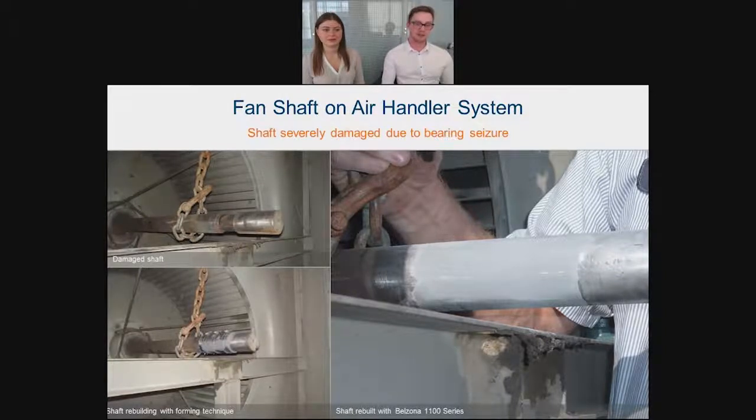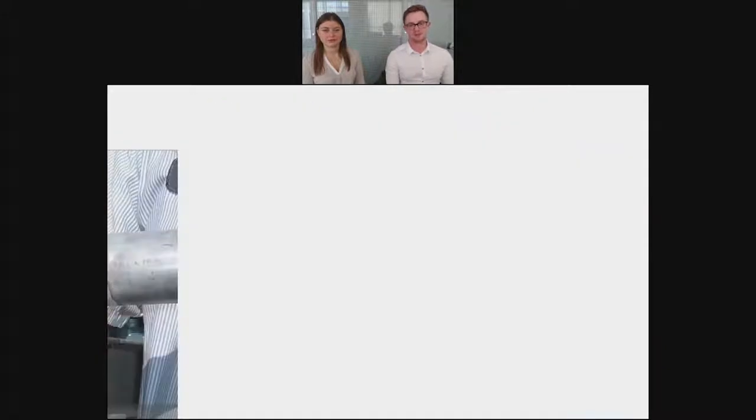They used Belzona 1111 and a former, as you can see in the bottom left picture, to give them a good solid finish and a good clean finish. So when they removed it, there's minimal dressing down and they can put the shaft straight back into service as soon as it had cured. There was no need to machine it or grind it afterwards, and there's nothing additional that needs to be added to the system in order for it to be put back into service the following morning.